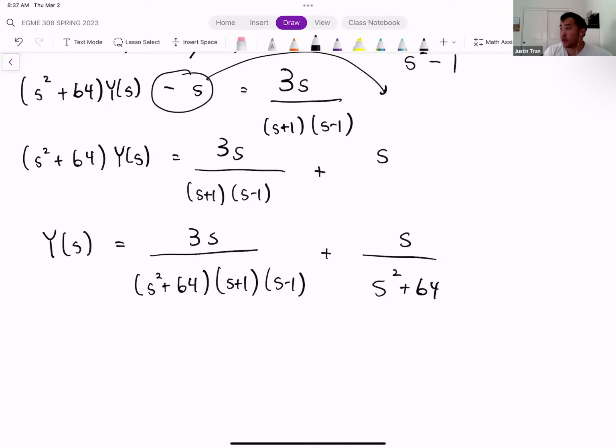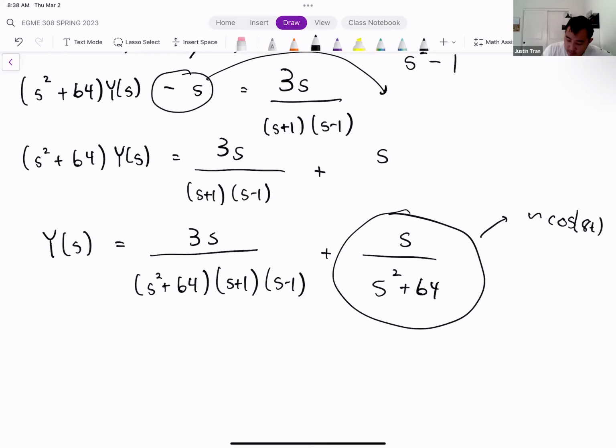Okay. So now we have to invert this. On the one hand, we have this term right here, and this term is already in a good form. We know this is going to invert into something like cosine of t. In fact, it's going to be cosine of 8t, because if we replace the 64 here by 8 squared, that's basically this form of cosine t. We just have to move that around a little bit.